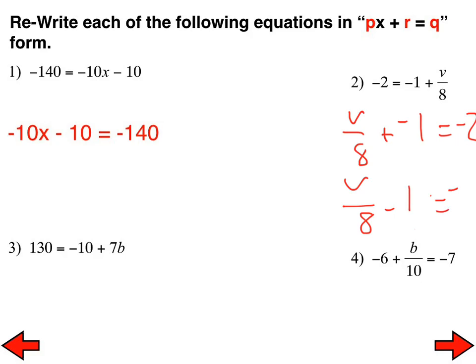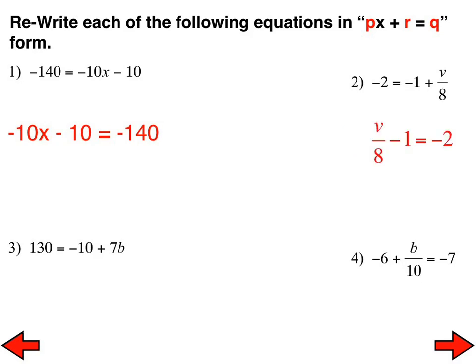Yeah, so that is also an equivalent form. V over 8 minus 1 equals -2. Either one of those would be fine. That's in the form that we want. We want the variable part to be written first. All right, everybody try number 3 and number 4, please.